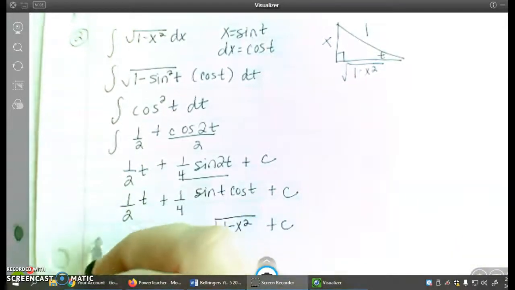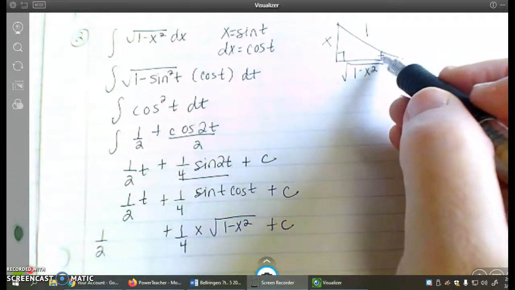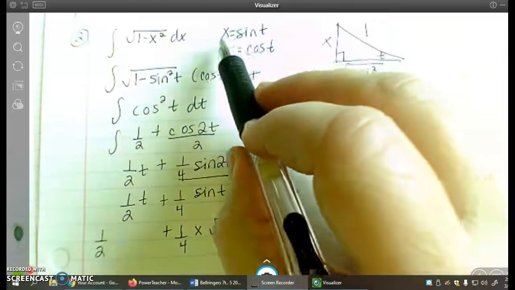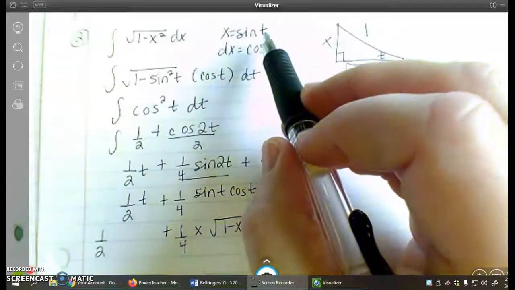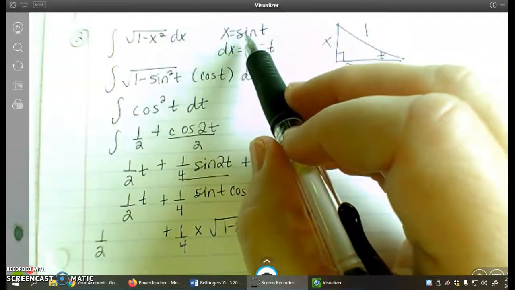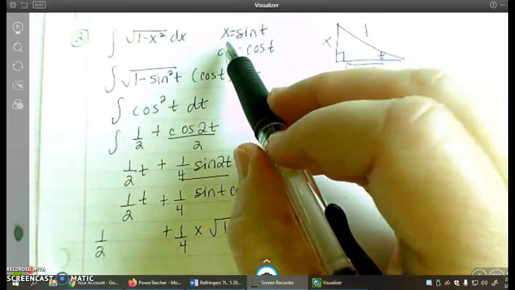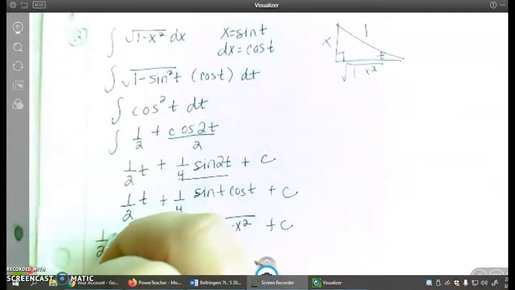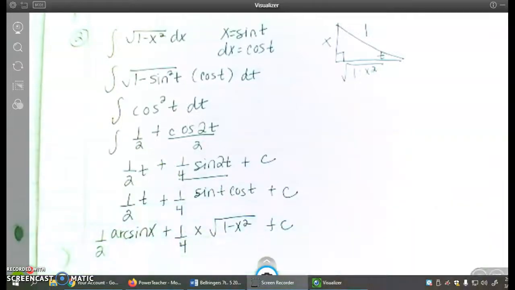Okay, and then we're back to, what is t actually? Well, t is an angle, and so the easiest thing to do there is maybe to think about it this way: t is actually arc sine of x, because t is the angle that when I take the sine of it, I get x. So t is going to represent arc sine of x, and then that is our answer.